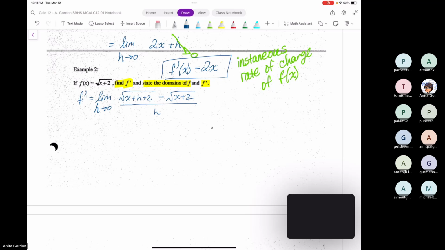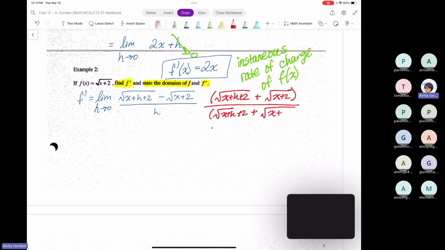Okay, tell me some strategies. Rationalize, yes, okay, so let's rationalize the numerator. So we're going to do square root of x plus h plus 2 plus square root of x plus 2. And we're going to do the same thing on the bottom. It's square root of x plus h plus 2 plus square root of x plus 2. Okay.